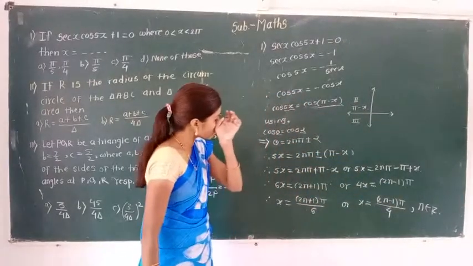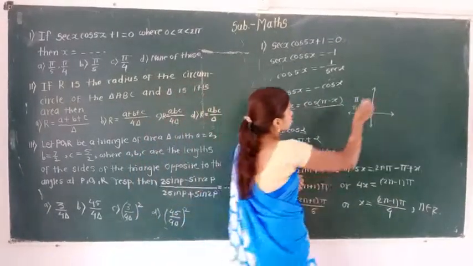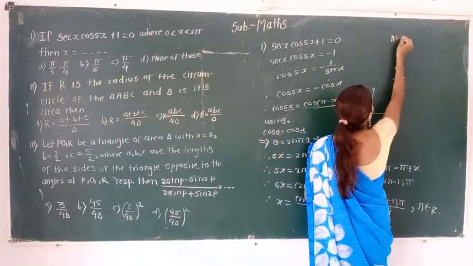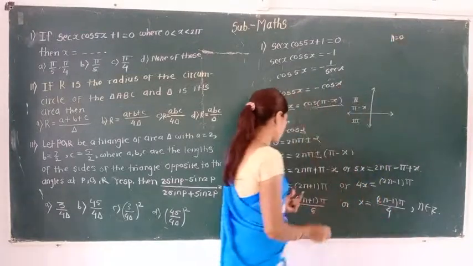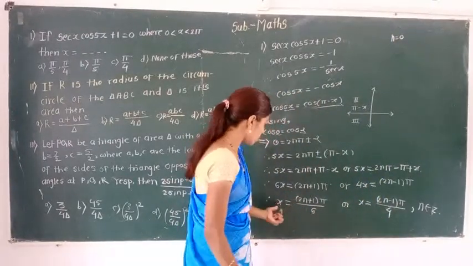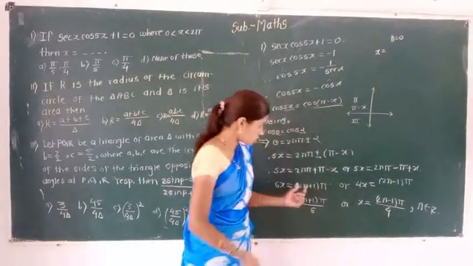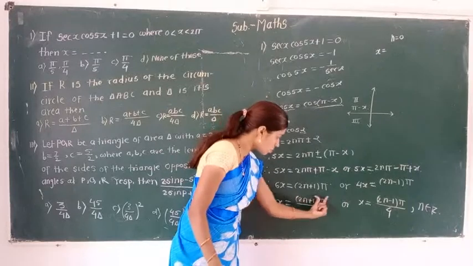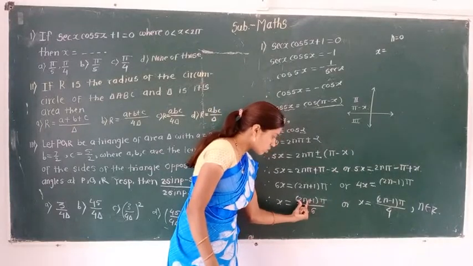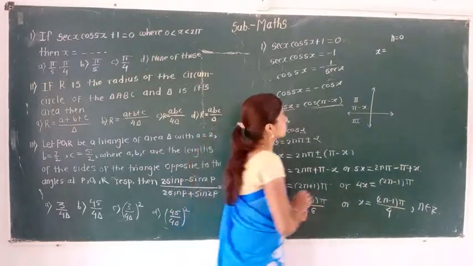Okay, so first value of n, take here n is equal to 0. So we get the value of x. x is equal to, by putting the value of n as 0, we get pi by 6.